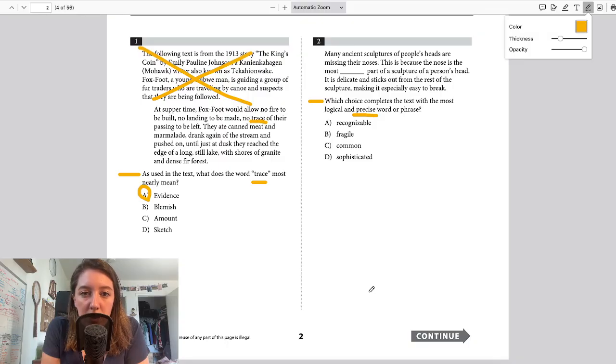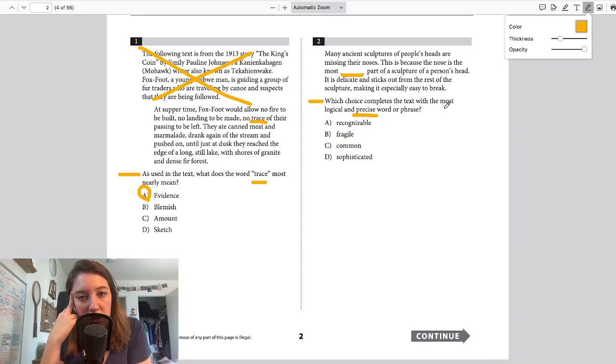Okay, so this question says, which choice completes the text with the most logical and precise word or phrase? Because this is a precision question, we can just jump right into the sentence. So we know this is where the blank is. It says, this is because the nose is the most blank part of a sculpture of a person's head.